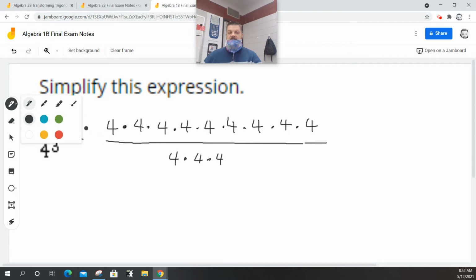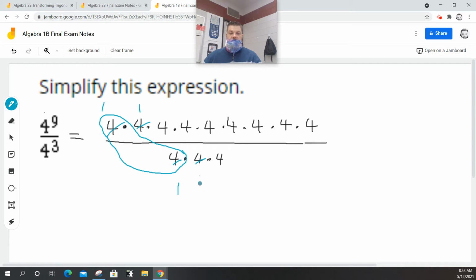So what does 4 divided by 4 reduce down to? 1. So this becomes 1 over 1, right? So they cancel. This 4 and this 4 become 1 over 1. This 4 and this 4 become 1 over 1.